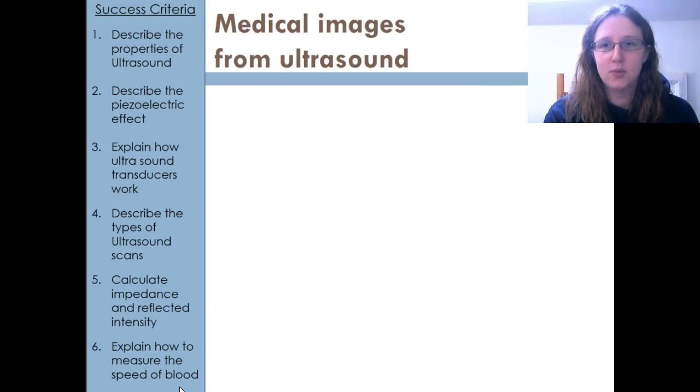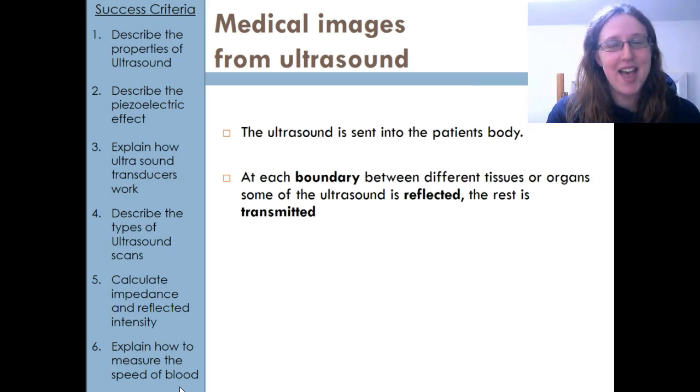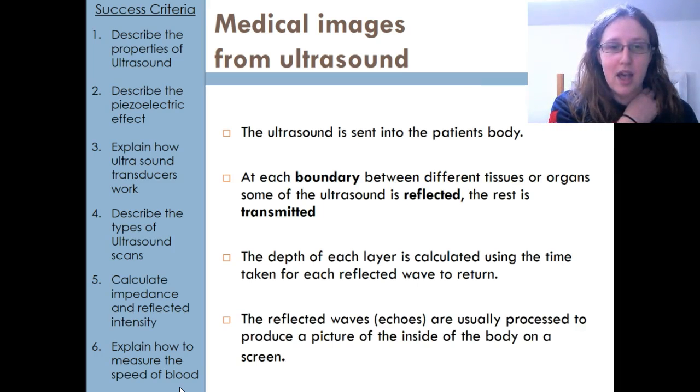So how do we produce these images then? Well, first of all, we send the ultrasound into the patient's body. At every boundary in the patient's body, some of the ultrasound is reflected and the rest is transmitted. We can calculate how deep the layer is by looking at the time it took for the sound wave to return after it was reflected. So basically the same as the way that sonar works. And then we typically process the waves and use them to produce an image of the body.